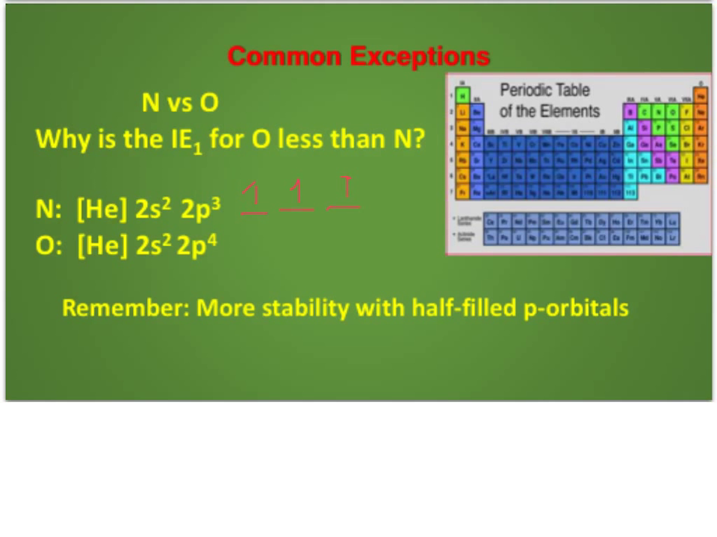That's what the p3 would look like. p4 would look like this. So you half-fill first, then you go back and start pairing up. So it would be easier to lose this one electron here to make oxygen 2p3 to form that ion. To lose that electron, less energy will be required than to lose one of these electrons here. So that's why there's less energy required.